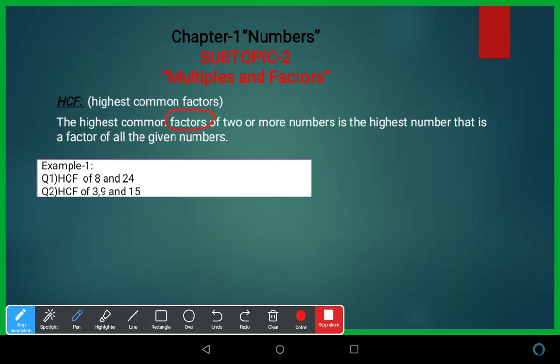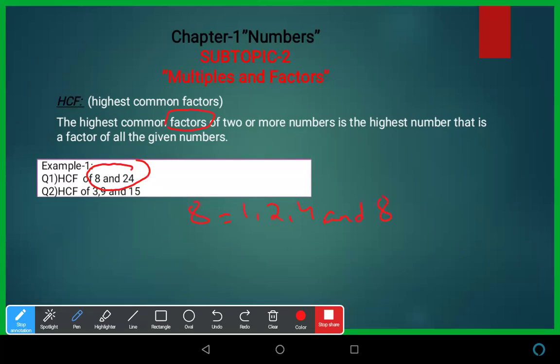Now, the highest common factor of two or more numbers is the highest number that is a factor of the given numbers. So we need to write the factors. What are the factors of 8? I told you that you need to know about factors. Go and watch the video because I am not explaining factors again and again. So the factors of 8 will be 1, 2, 4, and 8.